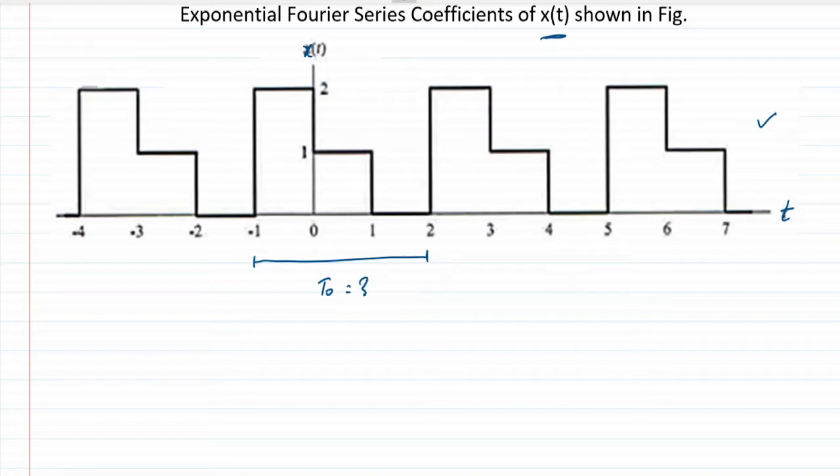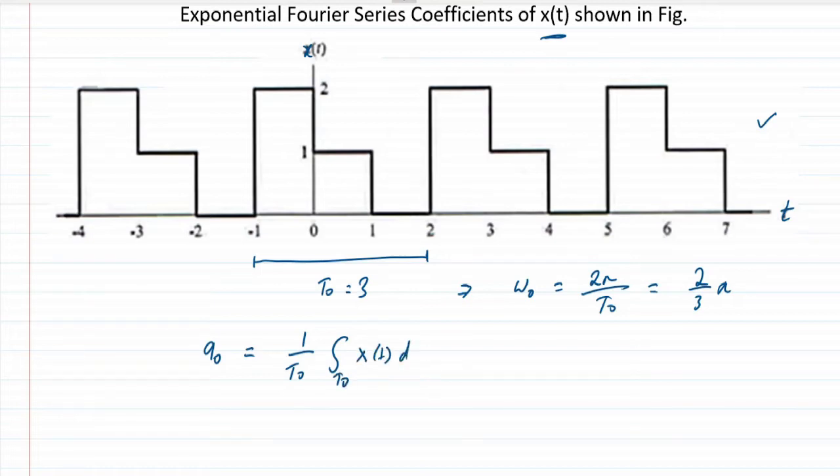so that is T naught is 3, and this would relate to angular frequency, that is omega naught, which is 2 pi by T naught, and hence this is 2 by 3 pi. Now regarding the DC value, that is the first coefficient a naught, so this is simply 1 over T naught and then the integration over the time period T naught x of t dt.